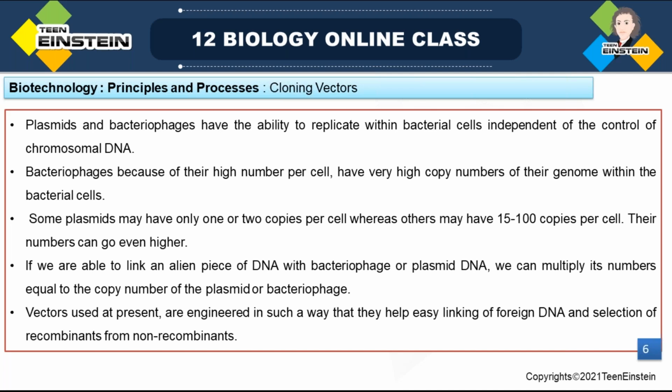So the plasmids and the bacteriophages have the capacity to replicate within the bacterial cell, and they are independent of the control of the chromosomal DNA. And why are we selecting bacteriophages? Because they have a high number per cell and high copy numbers of their genome within the bacterial cell. Some plasmids may have 1 or 2 copies per cell, but some other types of plasmids may have 15 to 100 copies per cell.